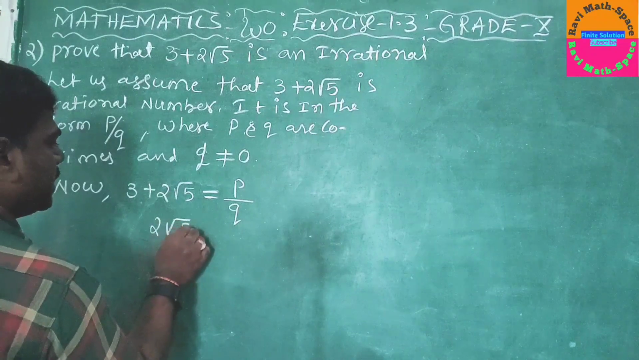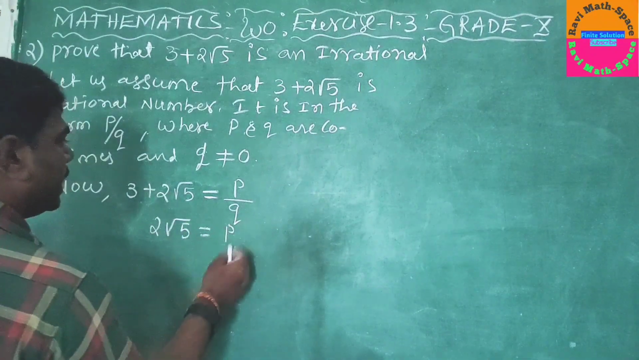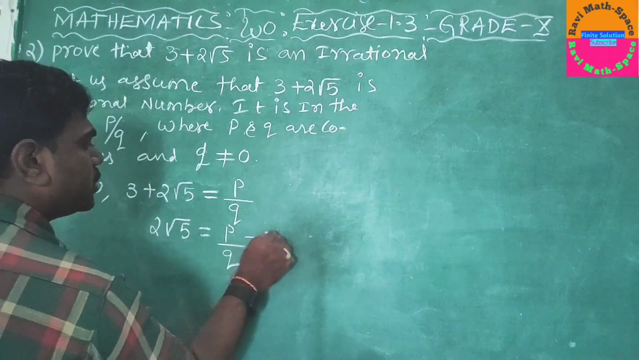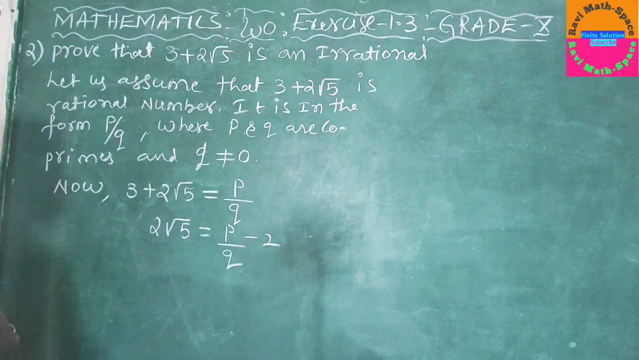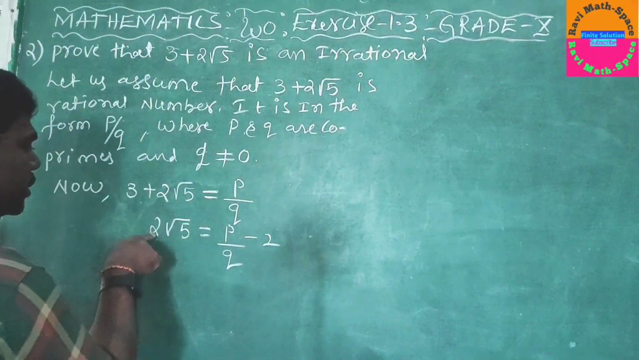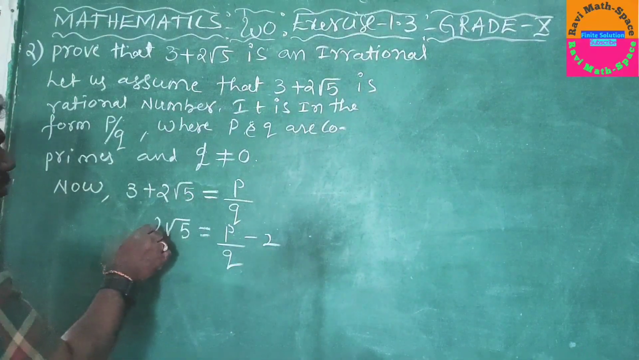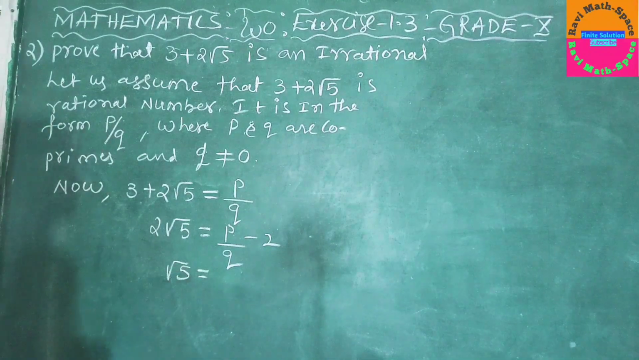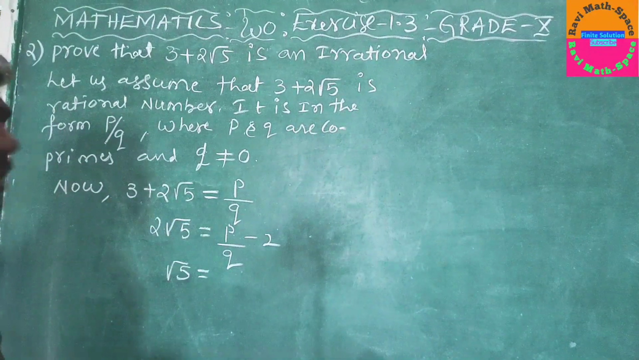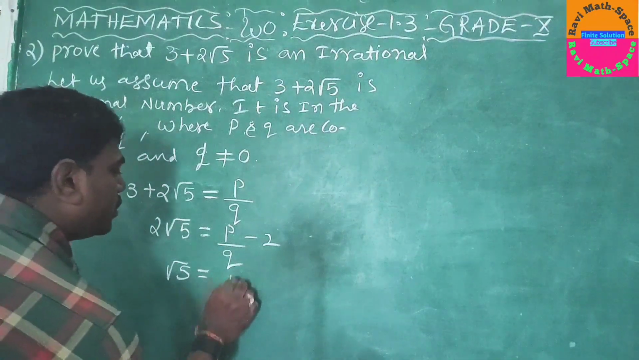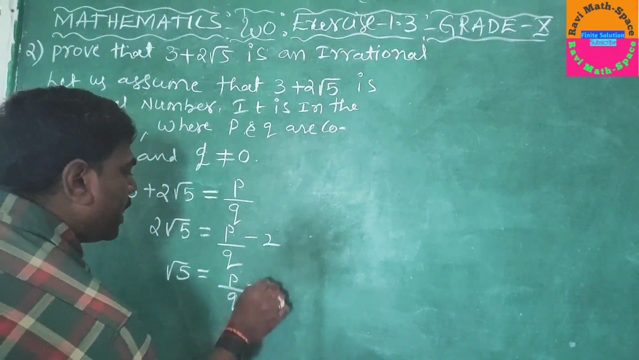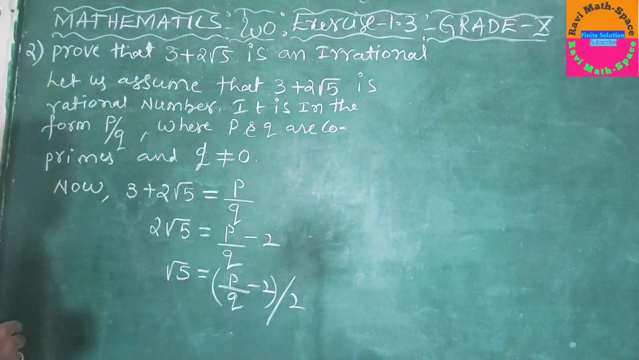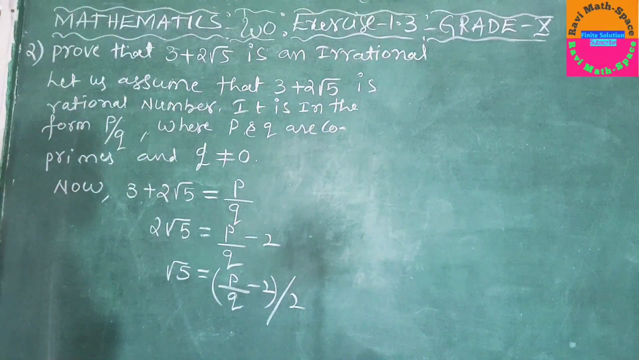So plus becomes minus. Therefore, what can I write here? P by q minus 3. And again, this 2 also goes to that side. The 2 operation is multiplication, so if I transpose it to that side, going from LHS to RHS it becomes division. So we get root 5 equals (p by q minus 3) divided by 2. Understand here?